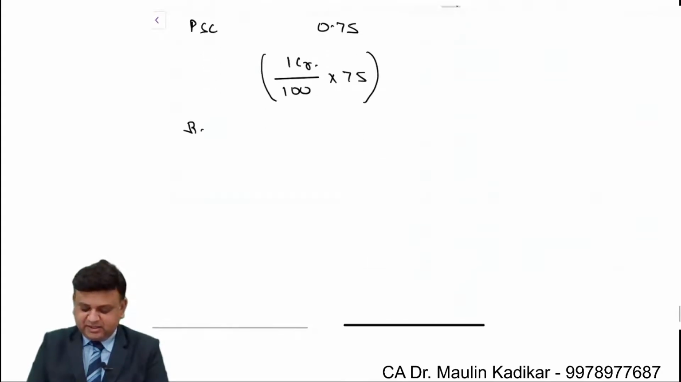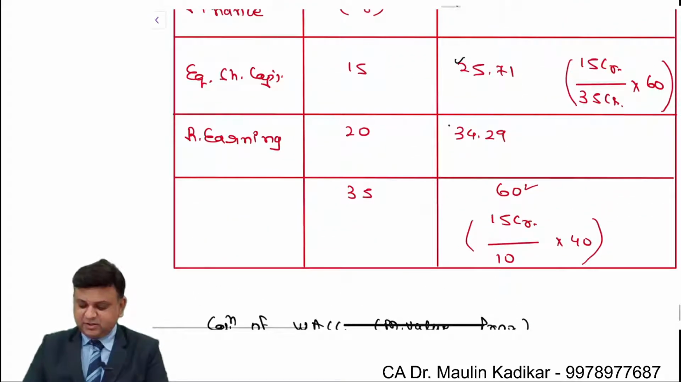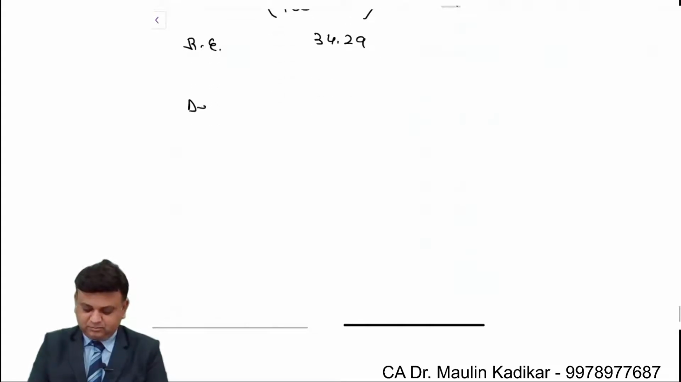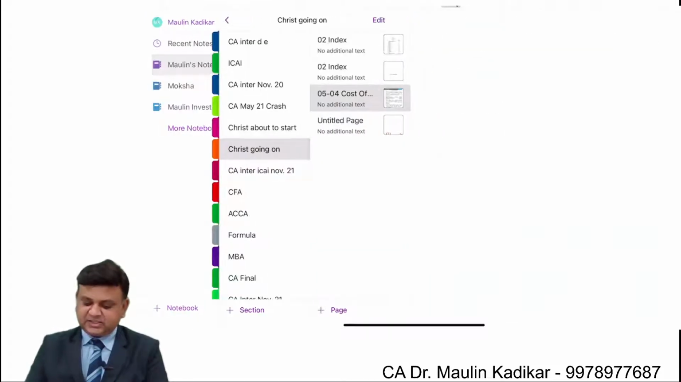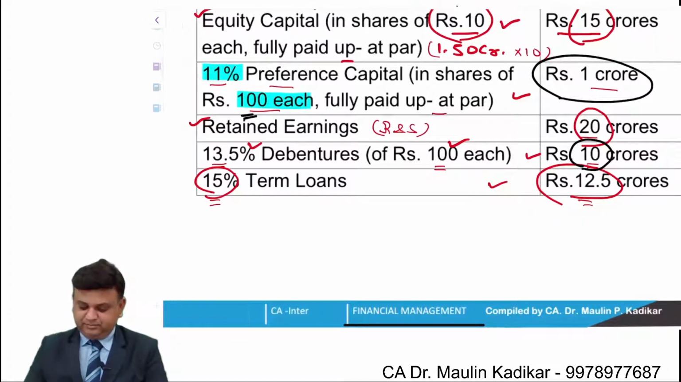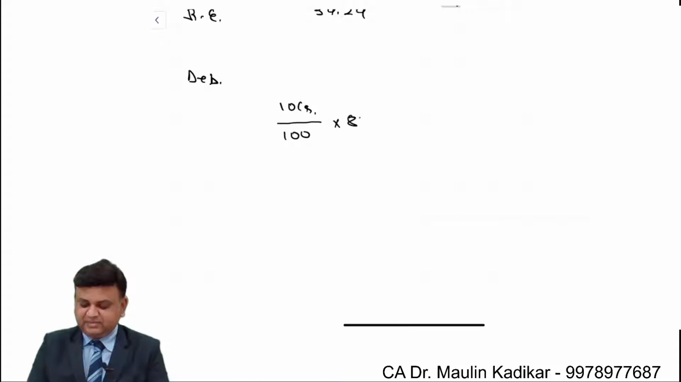The next is the retained earning. The amount of the retained earning is 34.29 crore. The next is the debentures. It is 10 crore. So 10 crore divided by 100, multiplying with the market price of 80, that is currently selling for 80. So this is 8 crore.